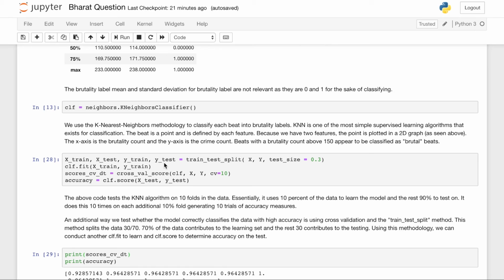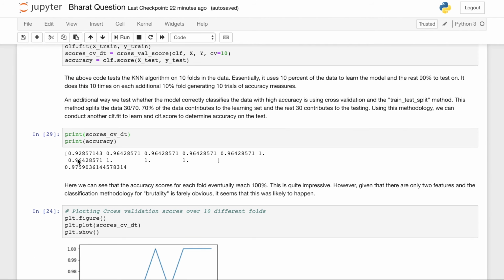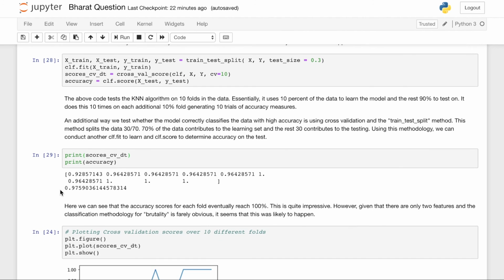Then, using cross-validation, we decided how to break down the data set to really use it as a learning data set and a testing data set. We also decided to test using folds, specifically 10 folds. And as you can see here, using the folding method and 10 iterations or 10 folds, it converged to 100% accuracy. And using our cross-validation method, we got 97.6% accuracy.